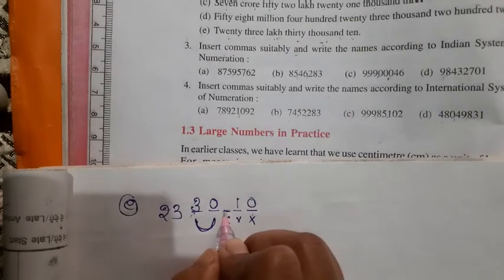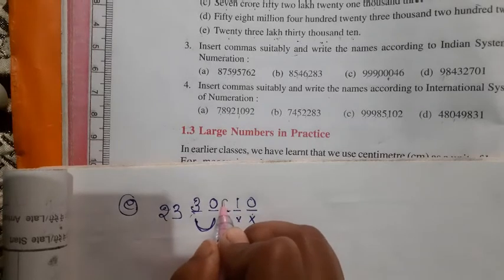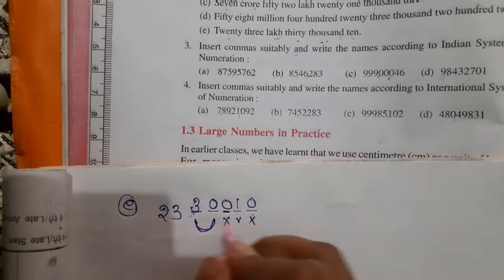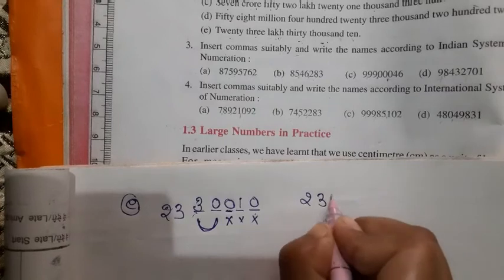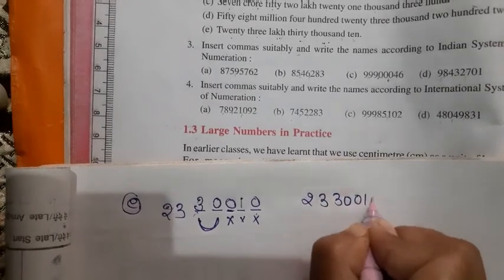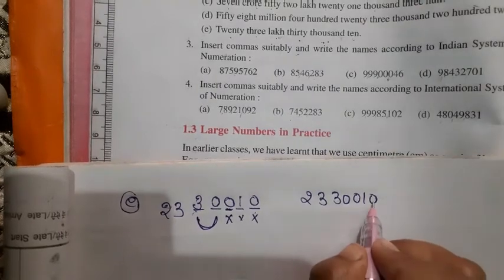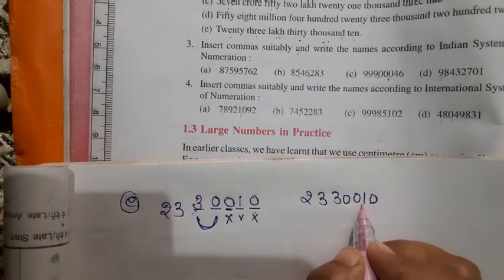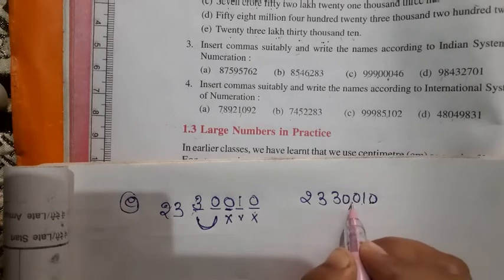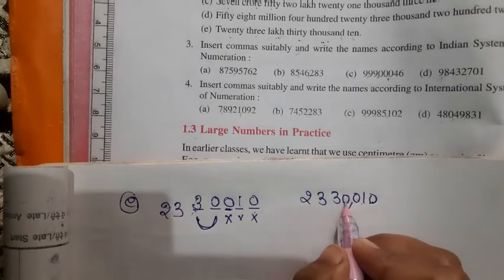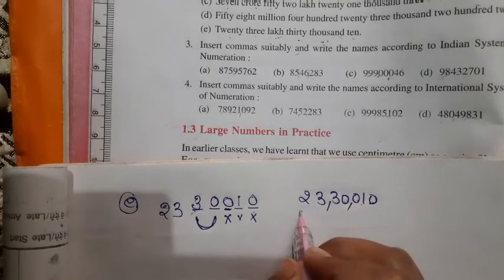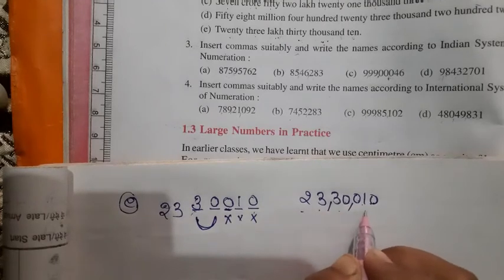So 10 you write here. Here you see this place is blank, so you put zeros here. So this is 23,30010, and you have to put commas here. So here you leave the last 3 digits, means 1, 2, 3 here, and again the last 2 digits, so 1, 2 here. So this is 23,30,010.